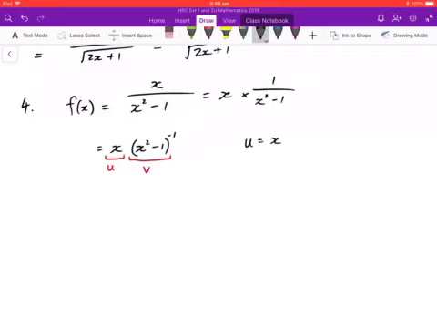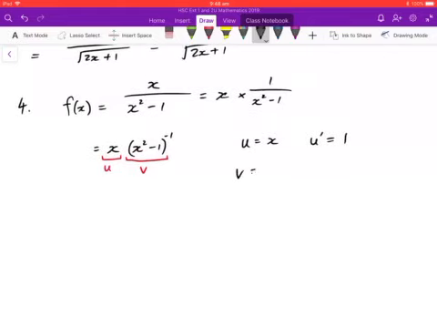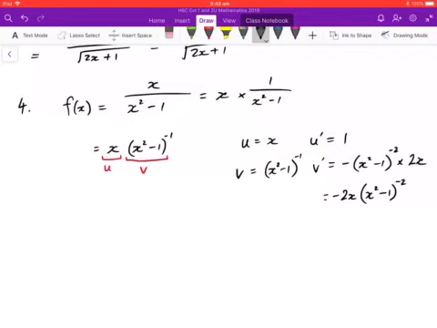And so I've got u is equal to x. So u dash is equal to just 1. Then v is equal to x squared minus 1 to the power of negative 1. So v dash is equal to, well, negative 1 comes down of x squared minus 1, reduce the power by 1, so that becomes negative 2, times the derivative of what's on the inside, which is 2x. So I'm going to simplify that: negative 2x, x squared minus 1 to the negative 2.